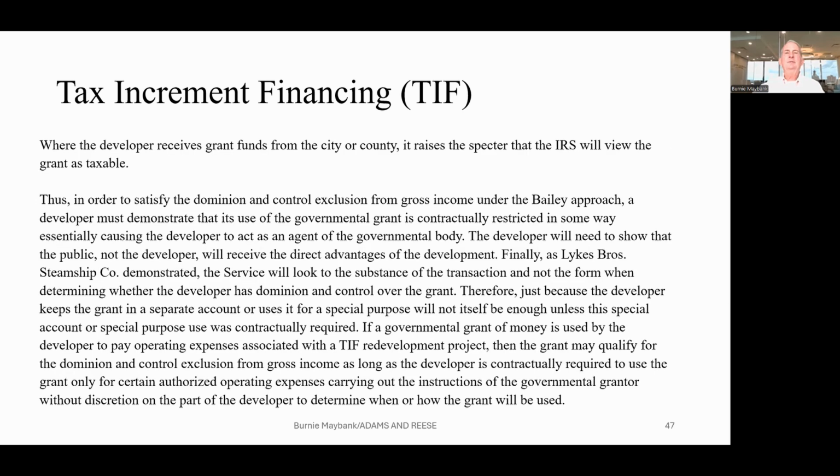So whether the developer receives grant funds from the city or county, it raises the specter that the IRS will view the grant as taxable. So you need to look at the cases I've mentioned before, the dominion and control exclusion from gross income, and draft the TIF development project in a way so that the developer, even though the developer benefits from the TIF funds, does not have dominion and control over the funds that are being paid.